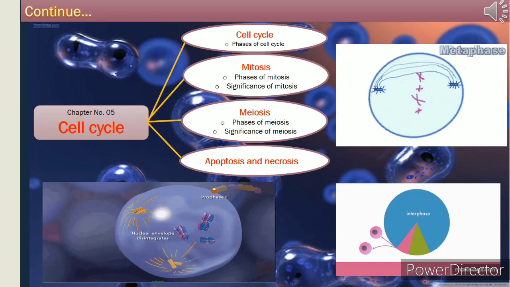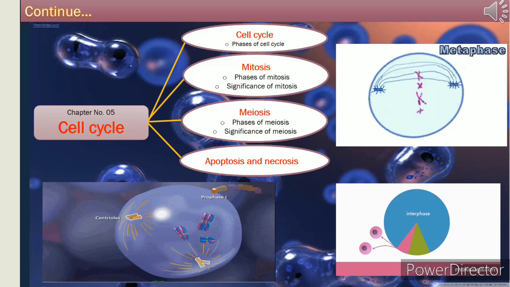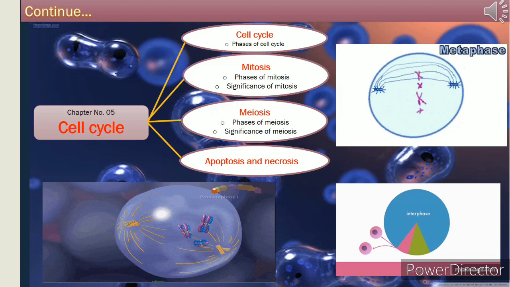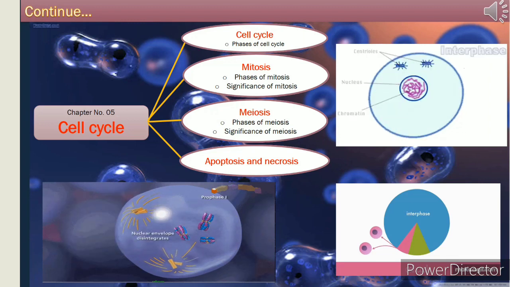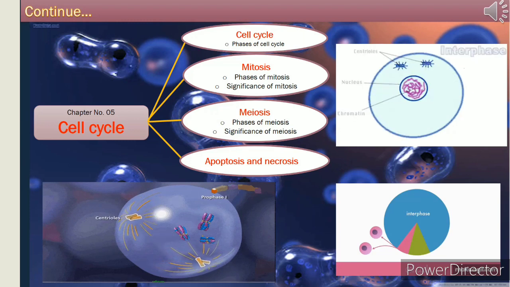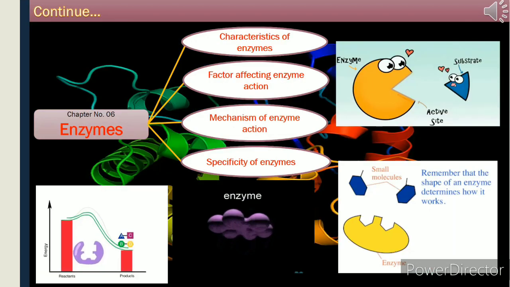Chapter number 5, cell cycle. In this chapter we will discuss the cell cycle, phases of the cell cycle, and division of a cell. Division of a cell is carried out in two ways, mitosis and meiosis. We are here to discuss phases of mitosis and meiosis, significance of mitosis and significance of meiosis, and last one, errors, which are apoptosis and necrosis.